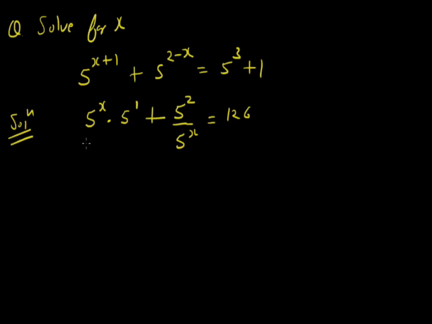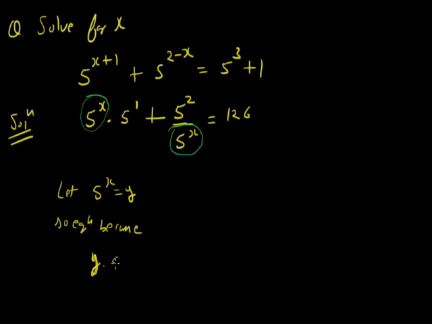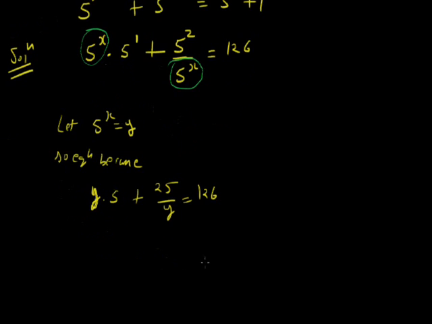Now here we assume that 5 raised to the power x is y. Let us assume that 5 raised to the power x, this is 5^x, equals y. So our equation becomes y multiplied by 5 plus 5 square, that is 25 upon y, is equal to 120. Now take the LCM. Let's put 1 below the first term. So the LCM is y.